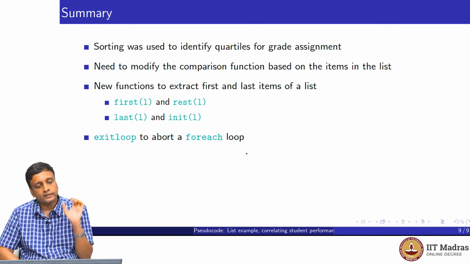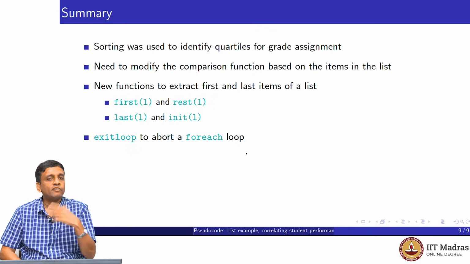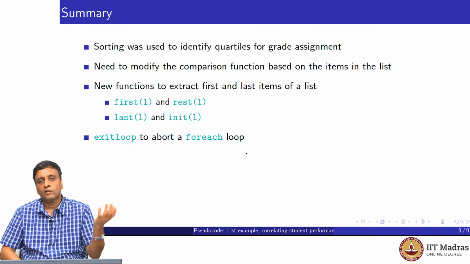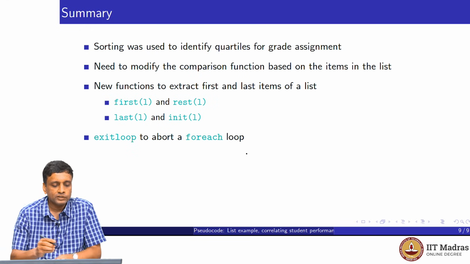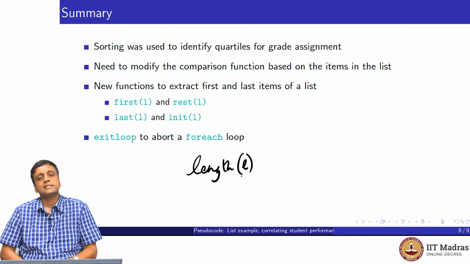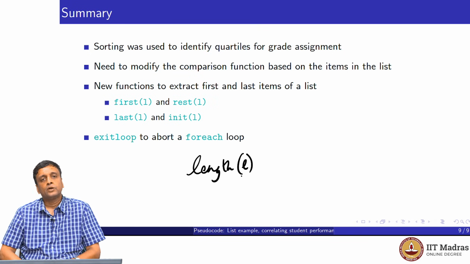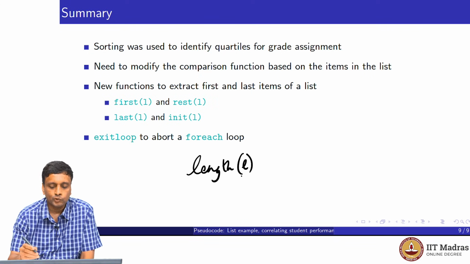And finally, we saw that there is this exit loop which we can use when we want to explicitly abort a for each loop, because we have found what we wanted to find and there is nothing useful to be done by processing the rest of the loop, right? And one more thing which was not explicitly mentioned anywhere but which was used implicitly is this length function, which allows us to extract the length of a list without going through it.